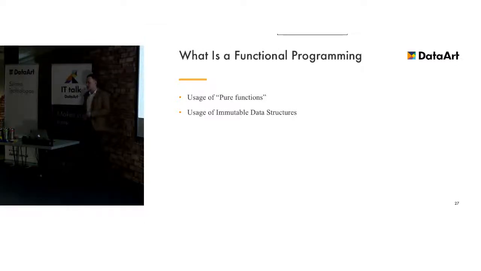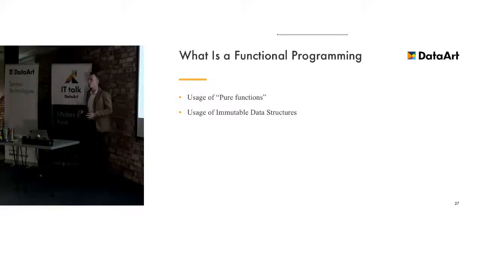What is functional programming? If we simplify the definition, it's more about two points. The first point is usage of pure functions. Please raise your hands if you understand what pure functions are. That's great. Pure functions are functions which don't interact with data outside them. They have some inputs, they have some outputs, and they won't mutate anything outside them, and they don't mutate arguments which came inside.